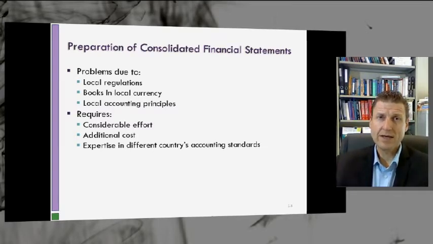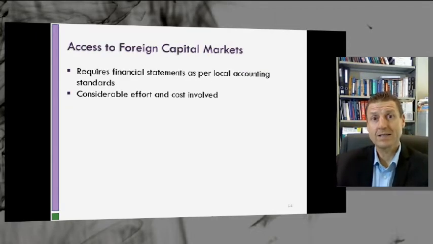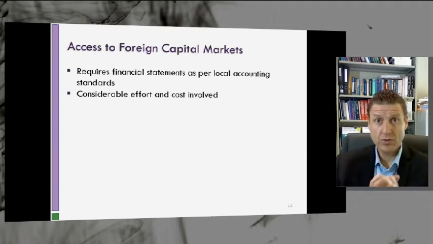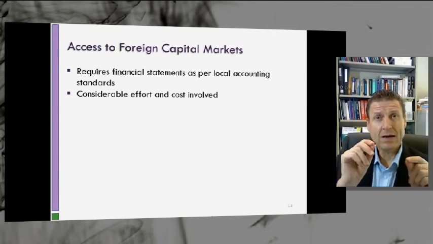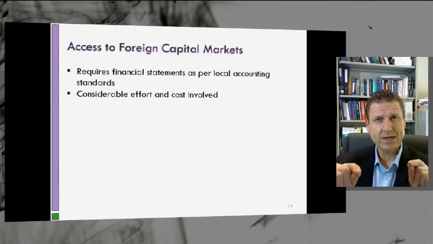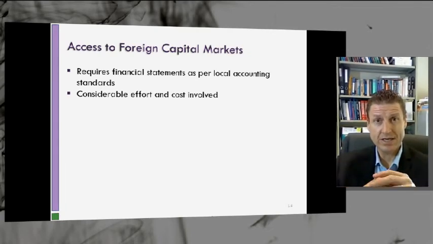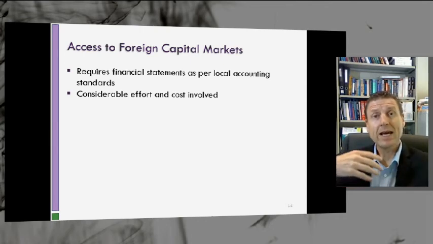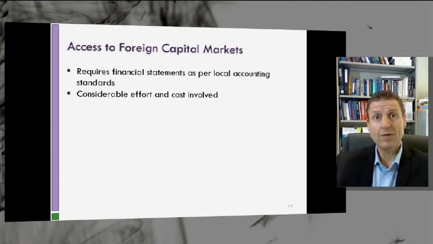Let's have a look at the next problem caused by accounting diversity: access to foreign capital markets. There's a very interesting case in Chapter 2 of Daimler-Benz. That was the first German company to list on the NYSE, the New York Stock Exchange. In preparation for that listing, they invested over $60 million in order to get listed.